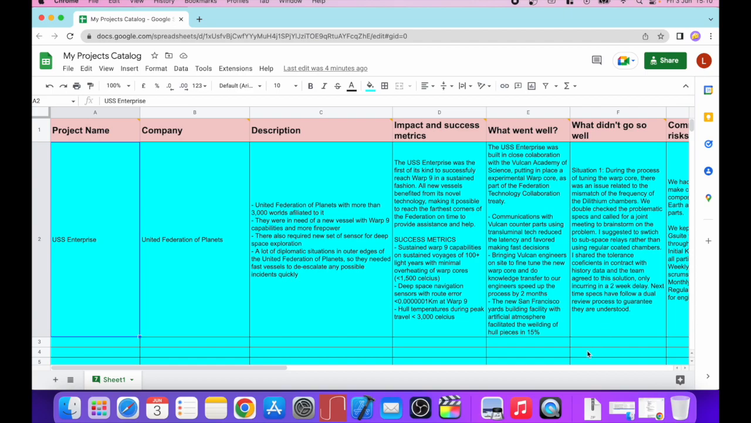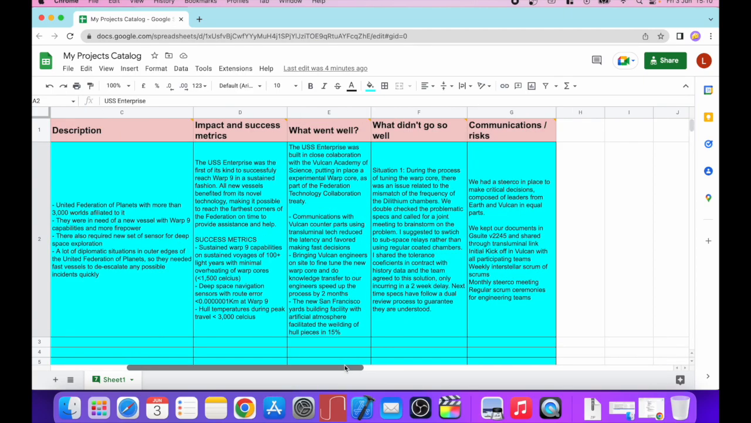And then, last but not least, we have communications and risks. So list all of them. What were your stakeholders? How did you keep communications? And how did you handle risks? And if there was any major risk that was present in the project, how did you manage it?